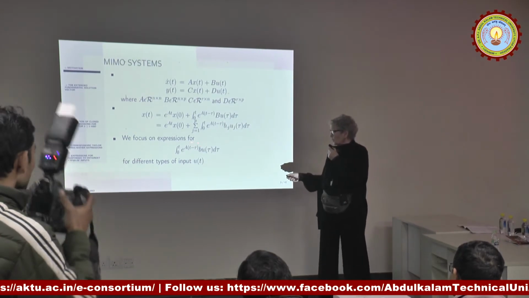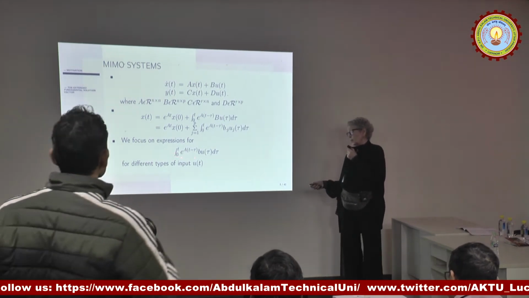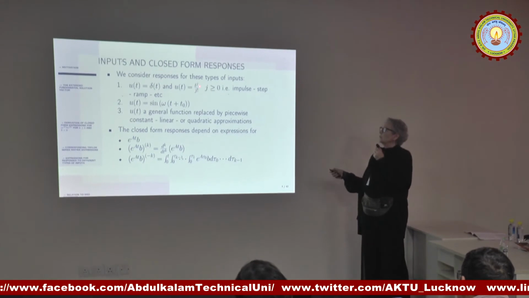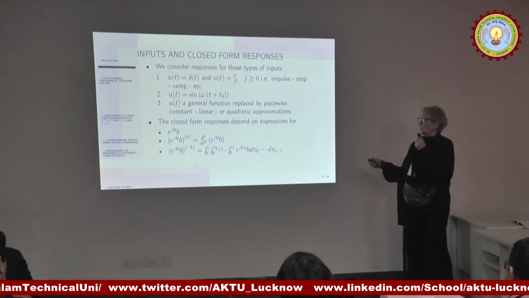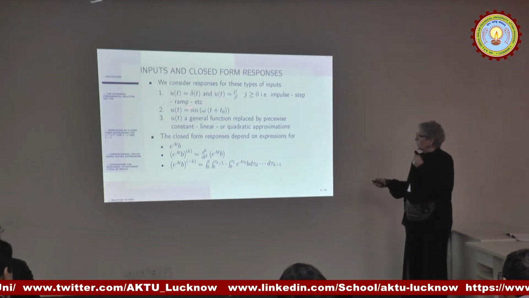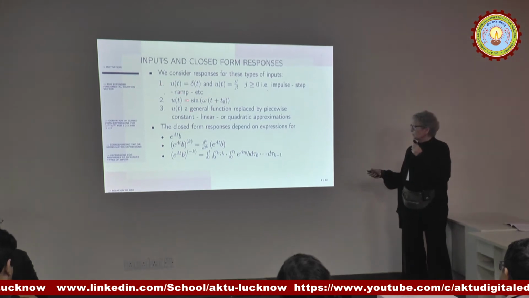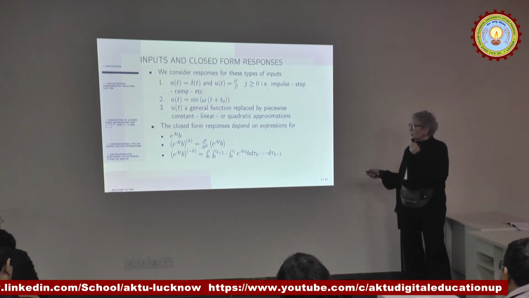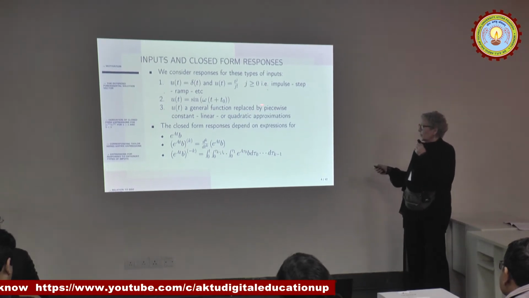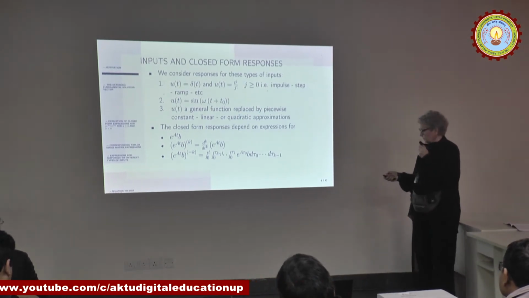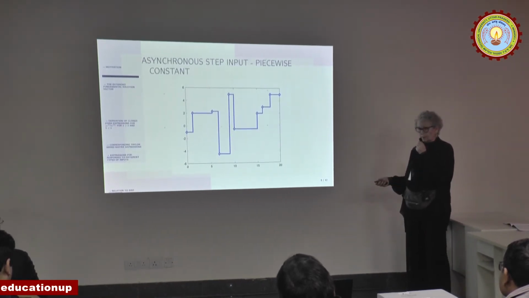So we focus on expressions for the convolution integral for the matrix exponent to any j greater than or equal to 0, so you can have like a power of 10 or something. We're also going to consider sinusoidal input, and we're going to consider u of t as a general function replaced by a piecewise constant. For example, like this.